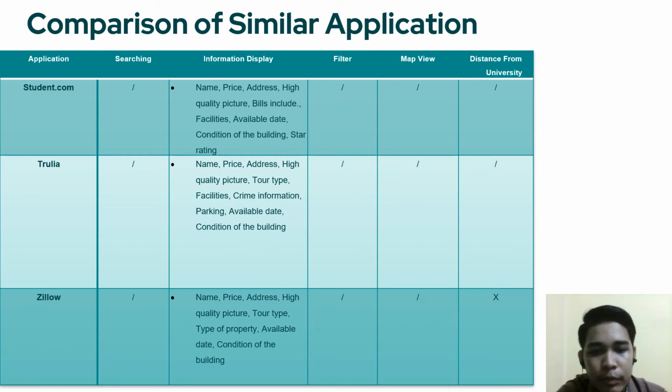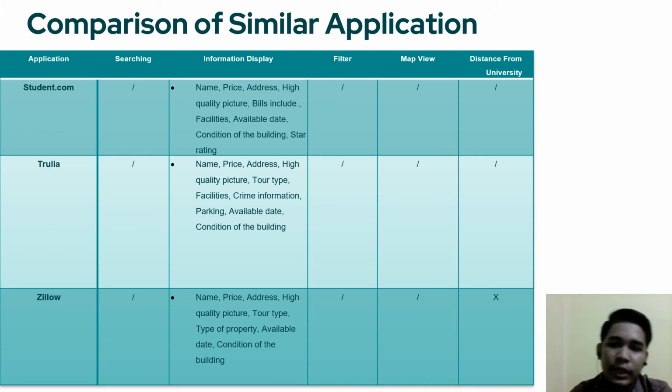And then we move to filter. Filtering option is also important to filter the output based on user input. All these three applications use this filtering option. And then map view. These three applications also use the map view. The map view can give better user display and give more accurate location of the rental house. That's why I think a rental house application must have map view.